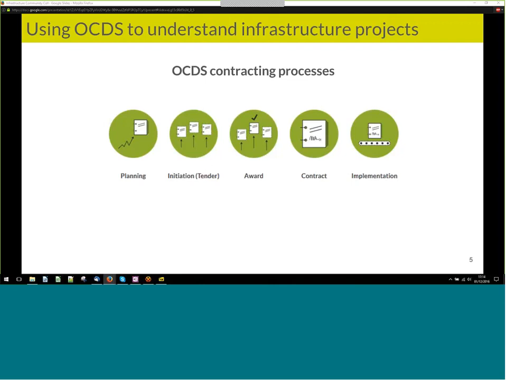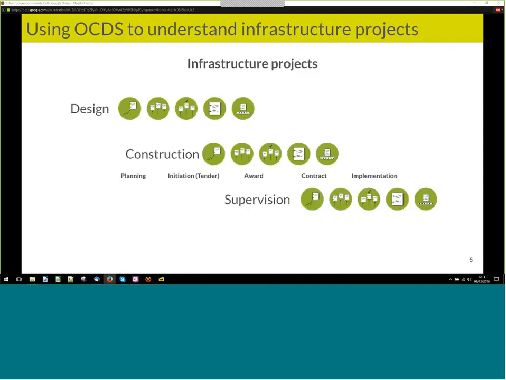And what we know is that infrastructure projects are made up of many contracts and many contracting processes and contracts and subcontracts, etc. And those can be spread out over a potentially long period of time. So in this example, we've got the contract for the design of an infrastructure project, a contract for the construction of the project, and a contract for supervision of the project. So one of the key questions in our minds is how we can use OCDS to link those multiple contracting processes which make up a single infrastructure project.